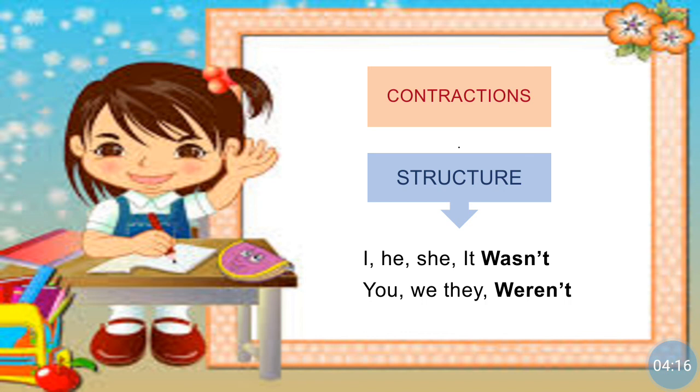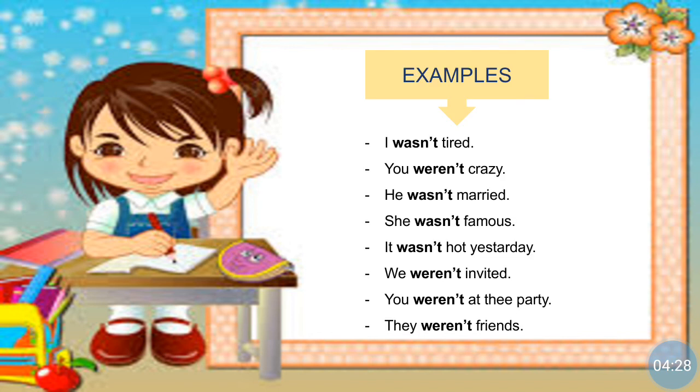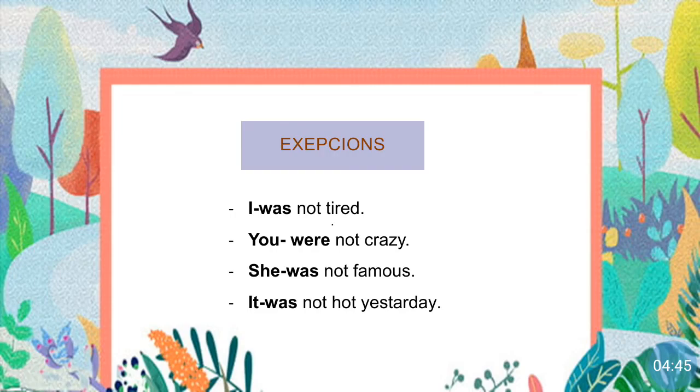I wasn't, he wasn't, she wasn't, it wasn't, and you weren't, we weren't, they weren't. Examples: I wasn't tired, you weren't crazy, he wasn't merry, she wasn't famous, it wasn't hot yesterday, and so on.